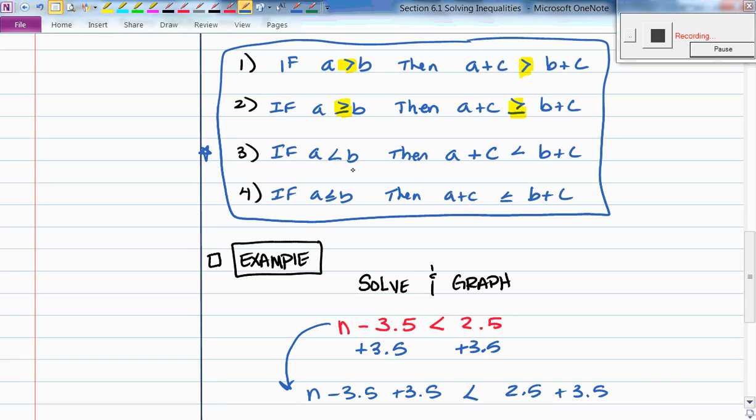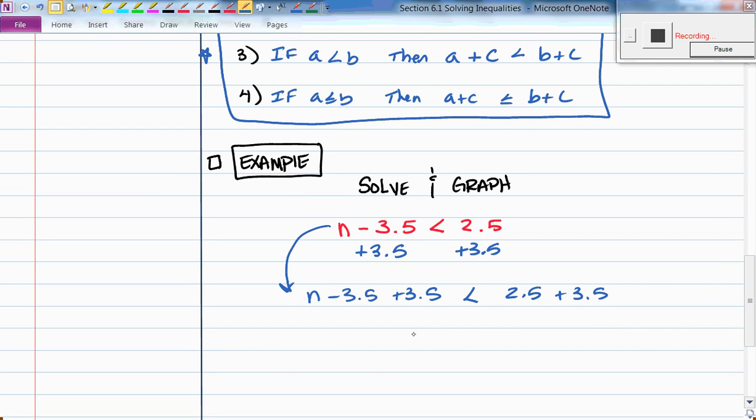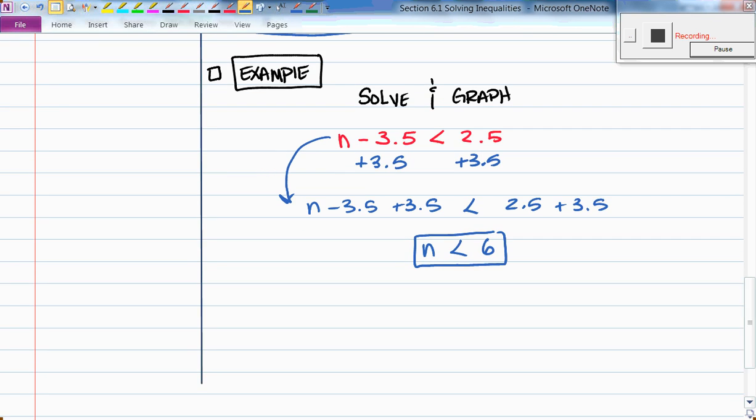Property number 3 allows us to do that, right? If A is less than B, then if I add something to both sides, I know that A plus C has to be less than B plus C. So now I know that n must be less than, how much is 2.5 plus 3.5? 6, isn't it? Okay, great. N is less than 6. And then we have to graph it.